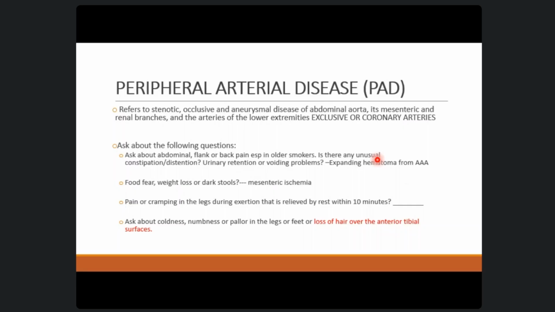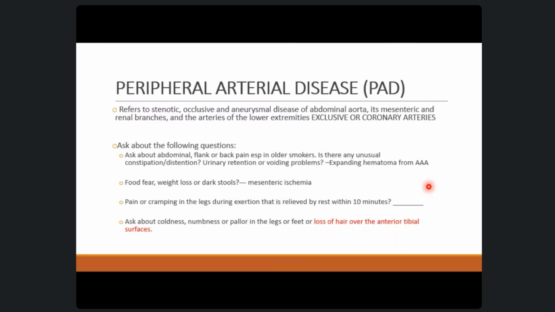So when you suspect PAD, or peripheral arterial disease, you ask, for example, does the patient have abdominal, flank, or back pain? Are they previous smokers? Is there any history of bowel changes, voiding problems? Because you need to rule out arterial problems. So if they have an expanding hematoma from your triple A, your abdominal aortic aneurysm. Okay, so food fear or changes in the stool or even weight loss rather, so you suspect mesenteric ischemia.